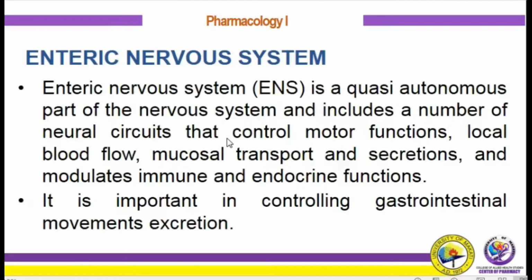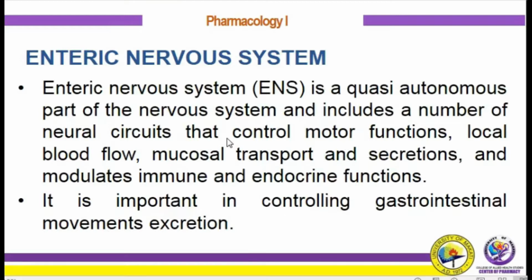The enteric nervous system is a quasi-autonomous part of the nervous system and includes a number of neural circuits that control motor functions, local blood flow, mucosal transport and secretions, and modulates immune and endocrine functions. So, ang enteric nervous system or ENS ay tinatawag din na second brain or gut brain.